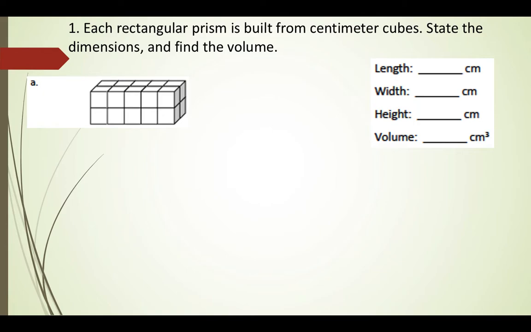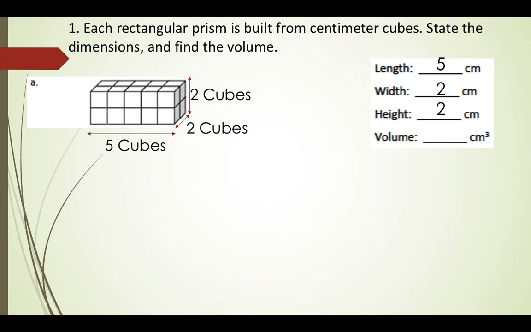So the first thing I'm going to do is find my length, width, and height before I can find the volume. For my length, I'm just going to count these cubes. I have 1, 2, 3, 4, 5. So I have 5 cubes for my length. Now my width, I have 2 cubes. You can see as I'm counting my cubes and figuring out the measurements of my length and width, I am filling in my chart. And then my height, just like my width, is also 2 cubes.